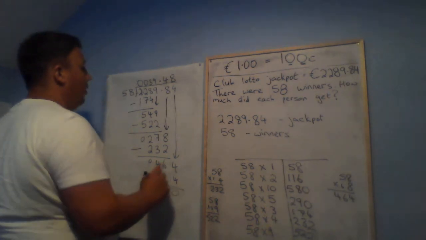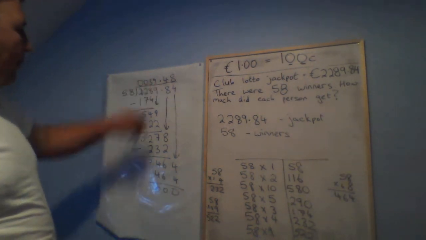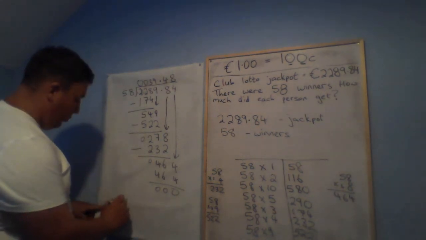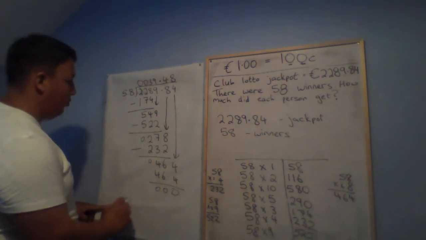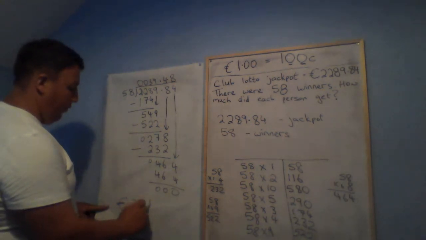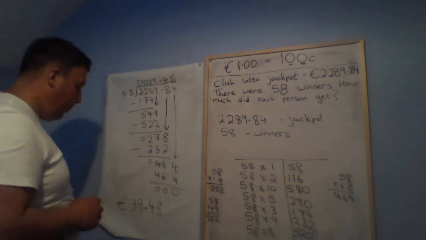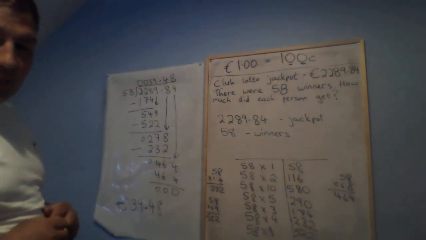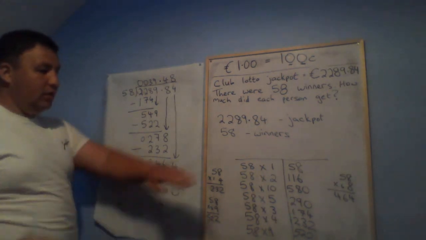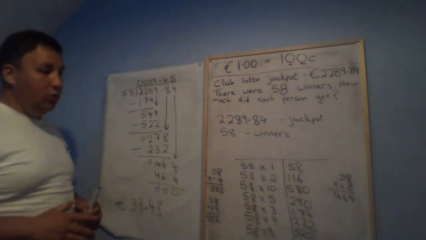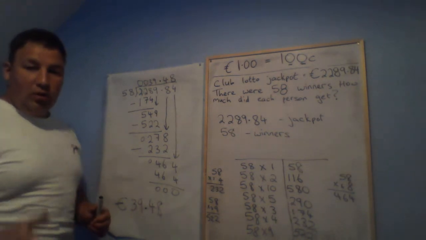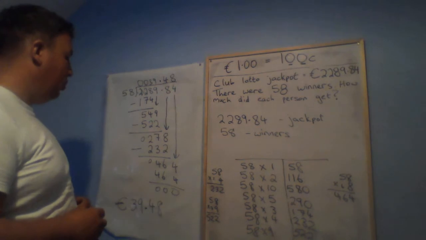0, 0, 0. So our answer here is each person receives €39 and 48 cents. I hope that's okay. Can you see that there? This method, I find it useful. Some people think it makes them more confused, and if it does, do it whatever way you're comfortable with, whatever way you were doing it up to now.